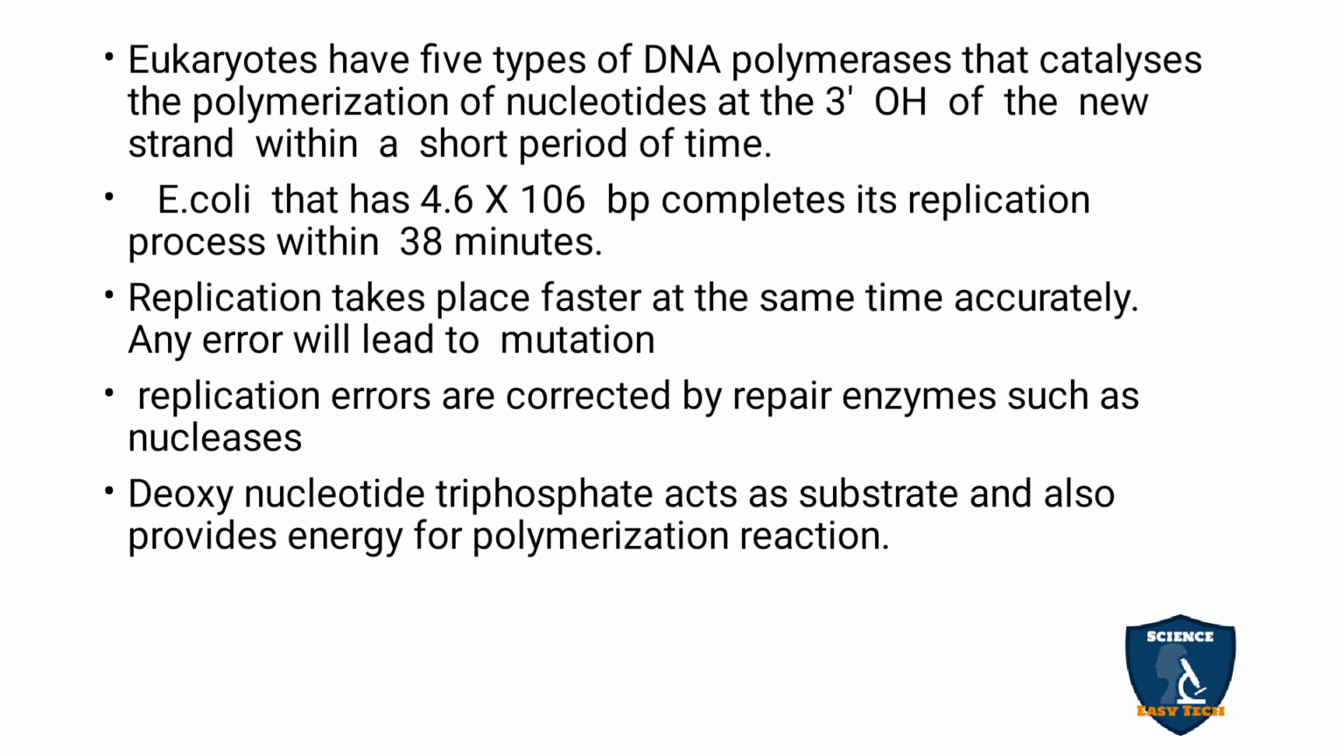In E. coli, how many types of polymerase enzymes are there? Five types, and they initiate polymerization of nucleotides at the 3'-OH in a short period of time. How many base pairs are seen in E. coli? 4.6 x 10^6 base pairs. What is the time duration? 38 minutes. Replication is fast and accurate, and if there is any delay or error, that leads to mutation.